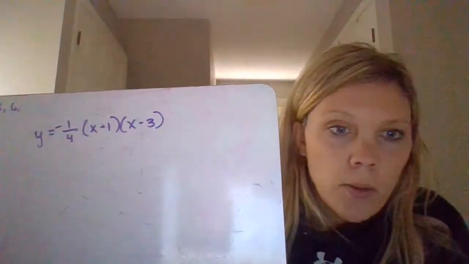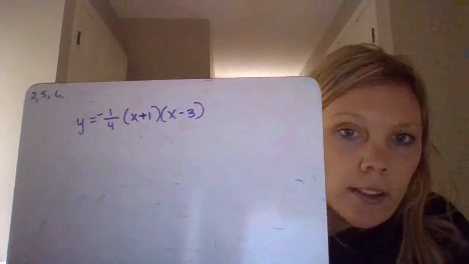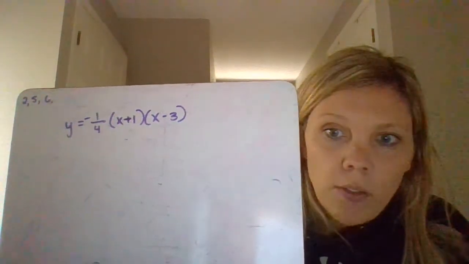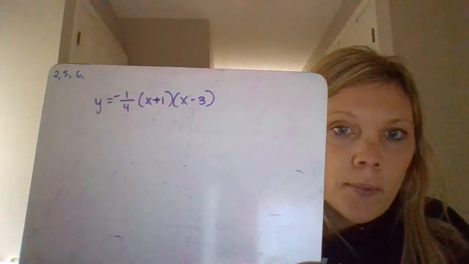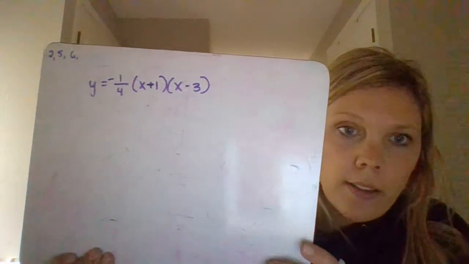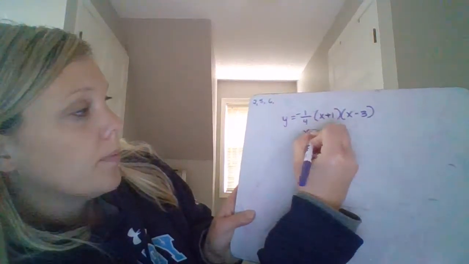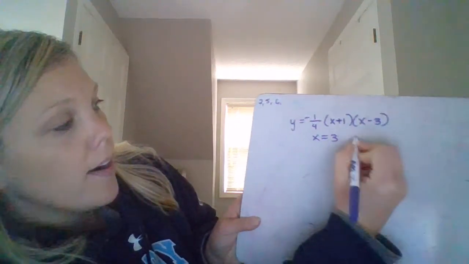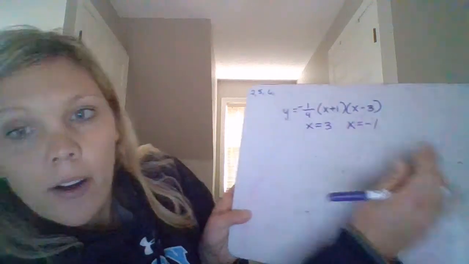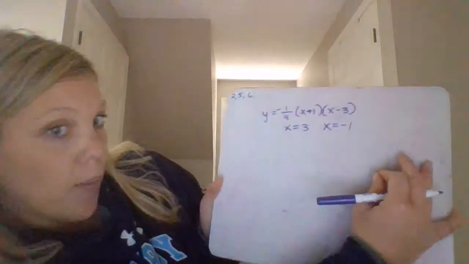So for number 2, I have my example, which is y equals -1/4 (x plus 1)(x minus 3). The first thing you want to do is find the x-intercepts by changing the signs of the numbers in the parentheses. So that would be x equals 3 because it's -3 here, and x equals -1 here. So you can plot the x-intercepts right away.